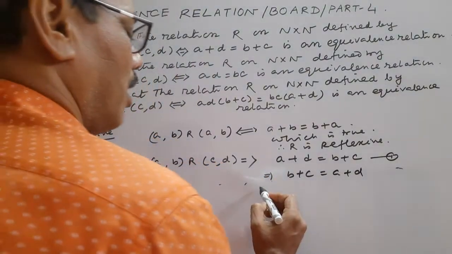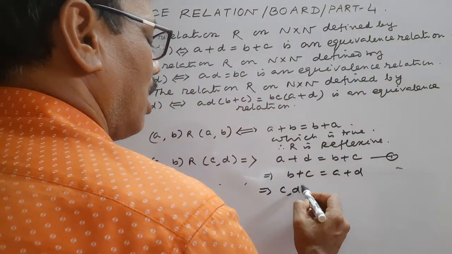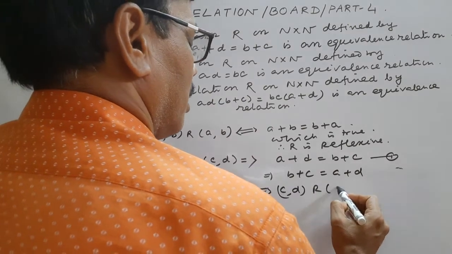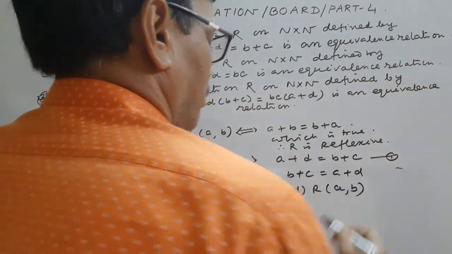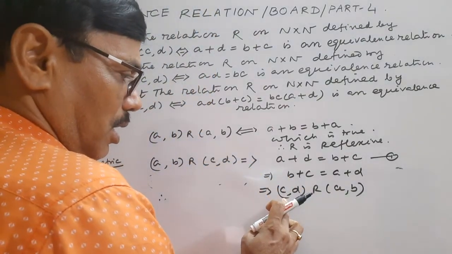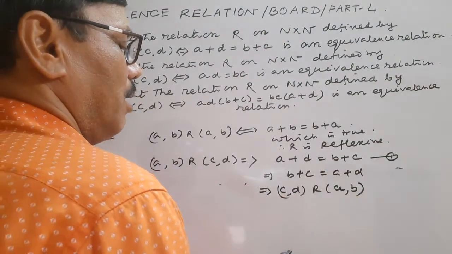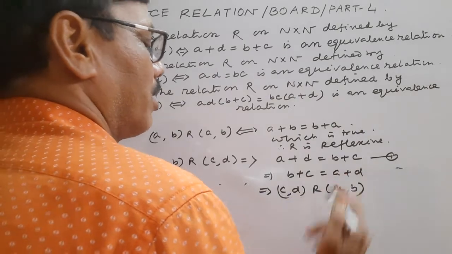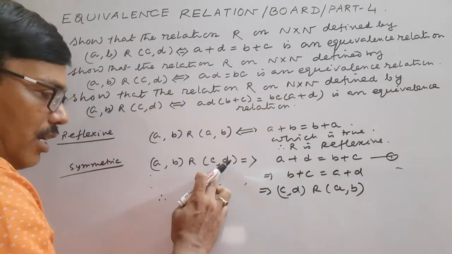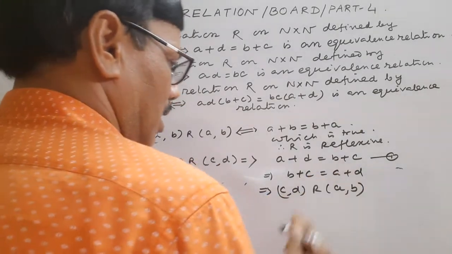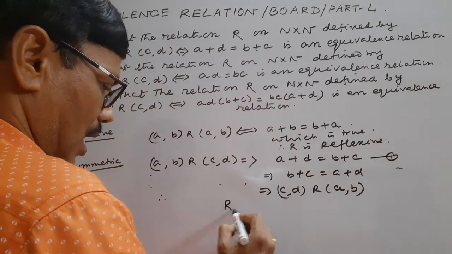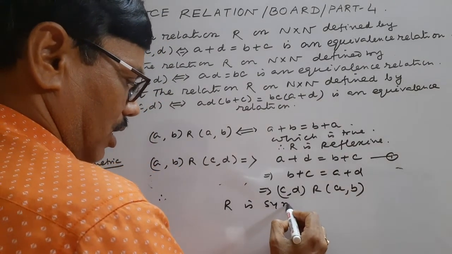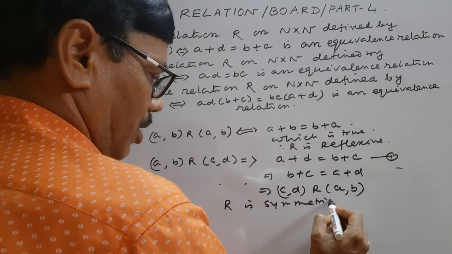Now this implies (C, D) R (A, B), because for (C, D) R (A, B), C plus B equals D plus A. So (A, B) R (C, D) implies (C, D) R (A, B). Therefore R is symmetric.